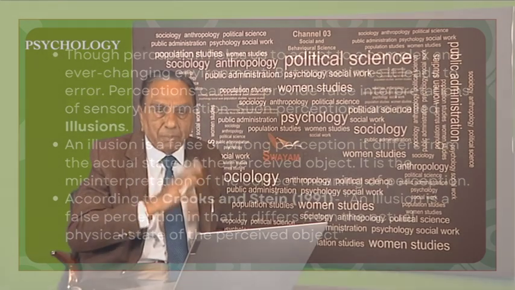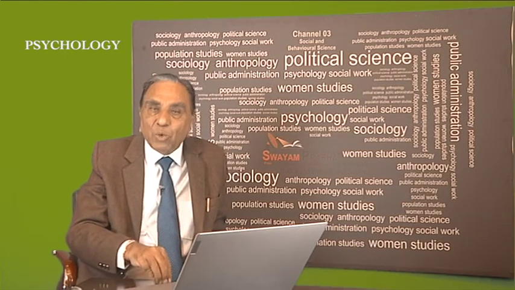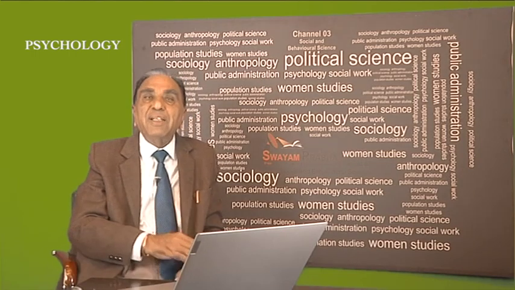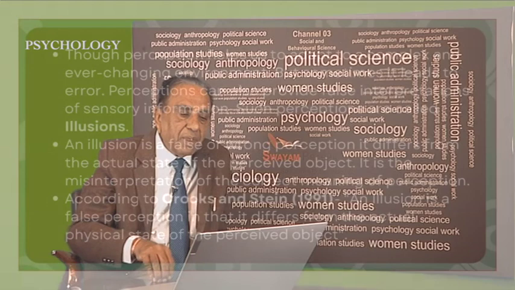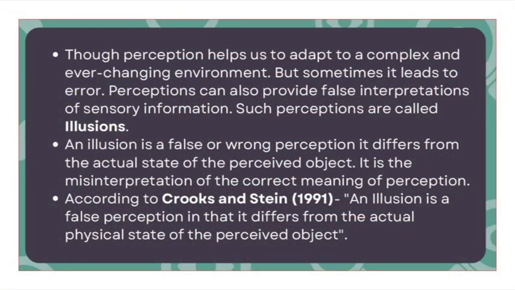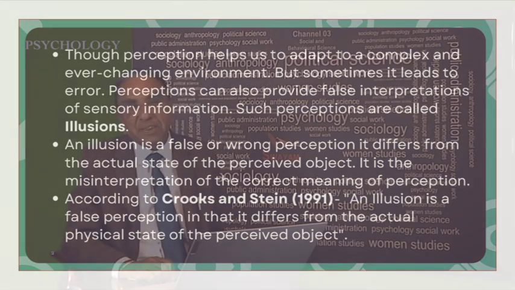Sensory information will be there 100%. Without sensory information, there will be no illusion. So illusion will be in the presence of sensory stimulation, but it will be inaccurate. It will be a false perception. It will not be an accurate perception. So an illusion is a false or wrong perception. It differs from the actual state of the perceived object. It is the misinterpretation of the correct meaning of the perception. If I give the correct meaning to an object, I am committing no mistake. But if I am interpreting that material incorrectly, that misinterpretation will become the illusion.